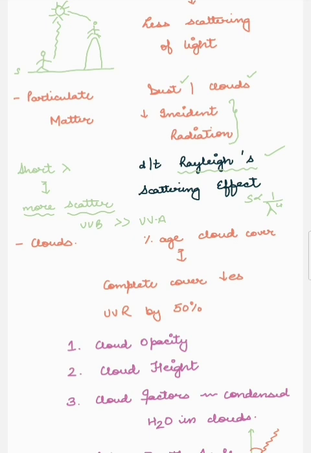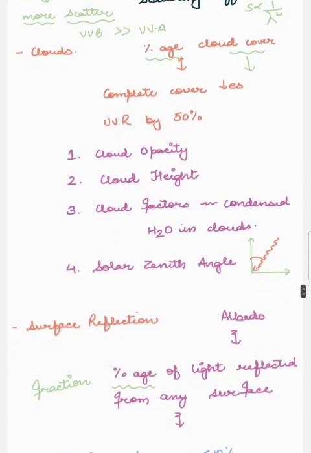Next we have clouds. Okay. So what is the percentage cloud cover? It will determine whether there is complete penetration of the UV rays or incomplete. Now, this is a very important thing to remember. Even if there is a complete cover by the clouds, it only decreases UV radiation by 50%. So even in overcast weather, your dermatologist will tell you that no, wear a sunscreen even if it is overcast. Why? Because even a complete cover only decreases UV radiation by 50%.